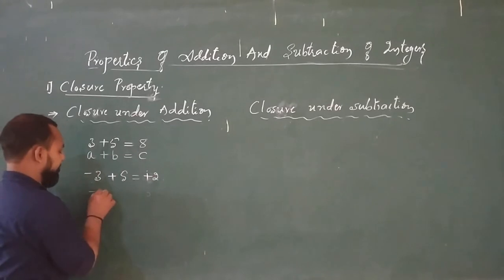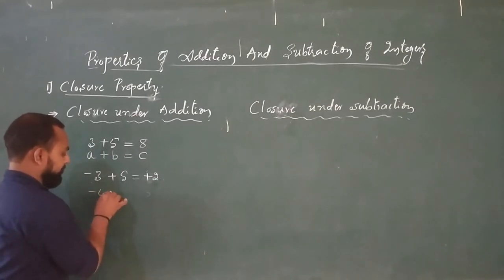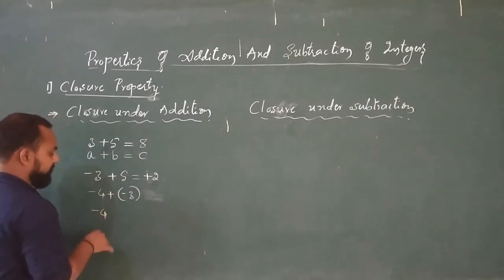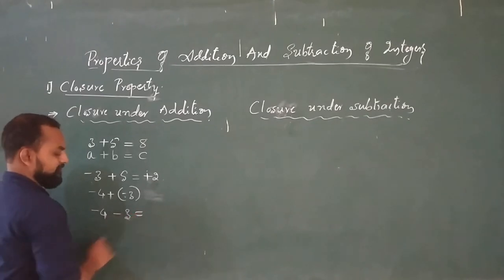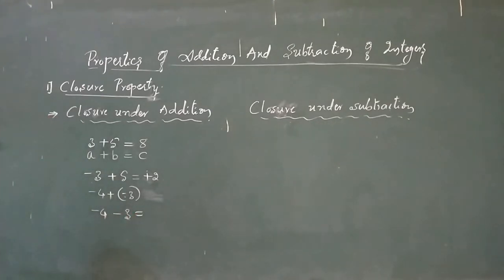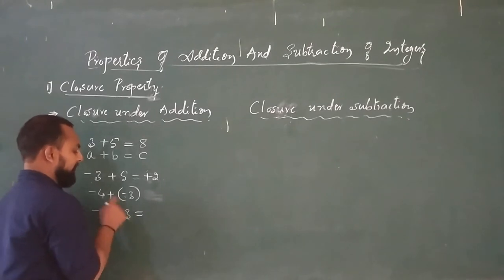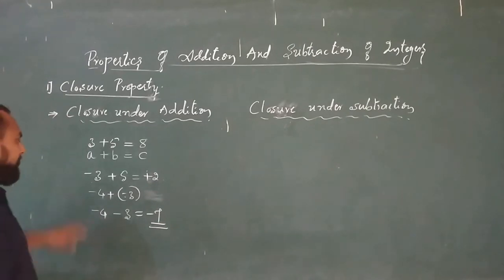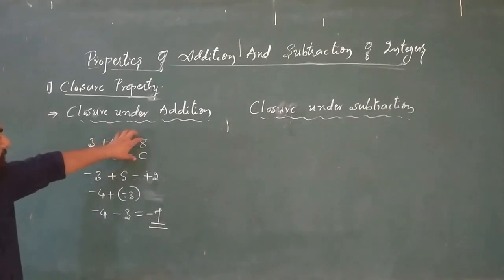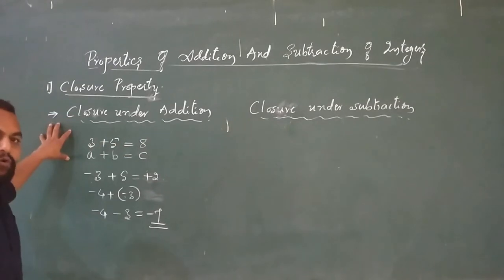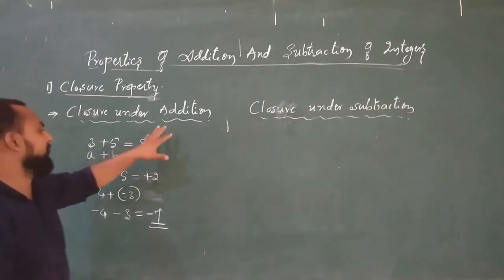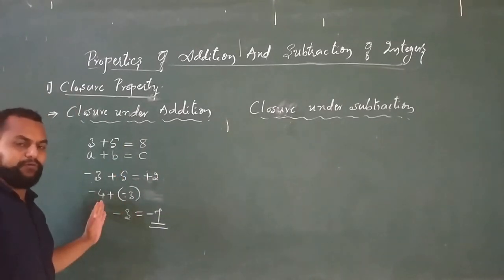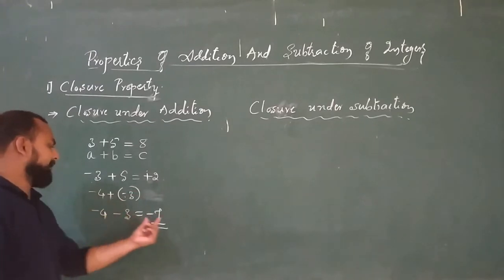Now take minus 4 plus minus 3, that is minus 4 minus 3. These two have the same sign, so we add. Minus 4 and minus 3 is minus 7, and minus 7 is an integer. Here 3 plus 5 is 8, so the sum of any two whole numbers is a whole number. Similarly, the sum of any two integers is again an integer.